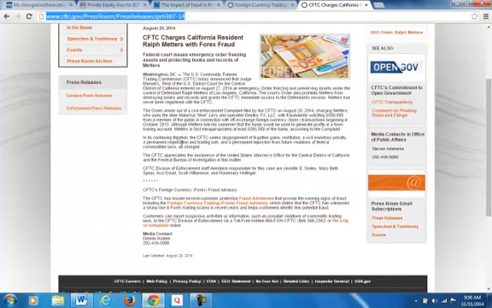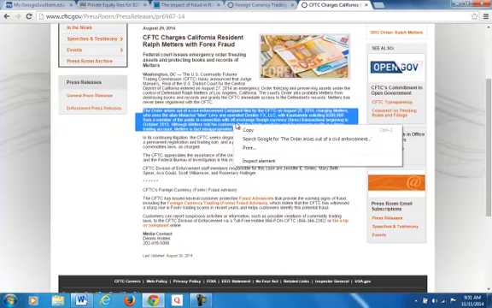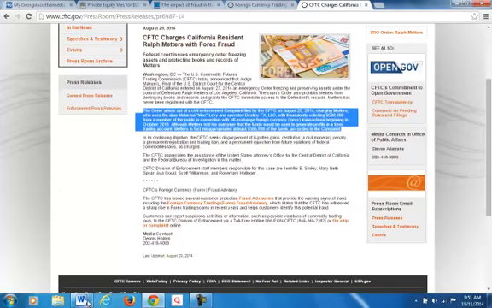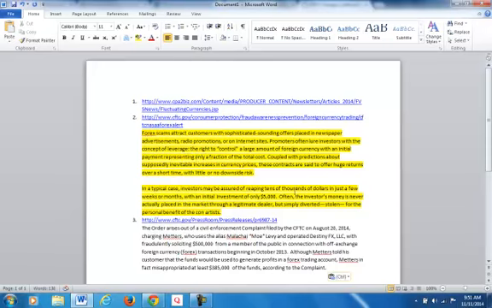I'm going back to the web page, and the main paragraph is about halfway down, and it's talking about how much the man stole and a little bit of information about that. So I'm copying that paragraph onto the Word document and highlighting it in yellow.